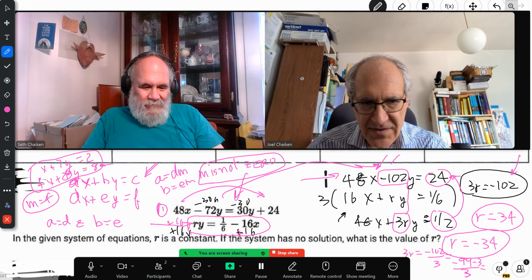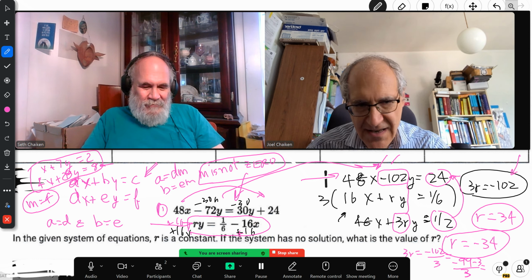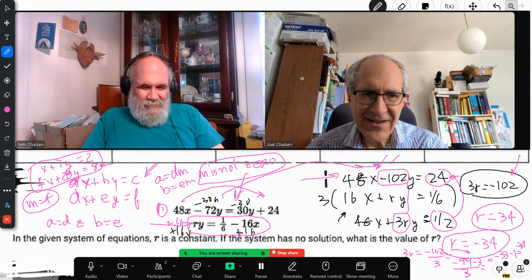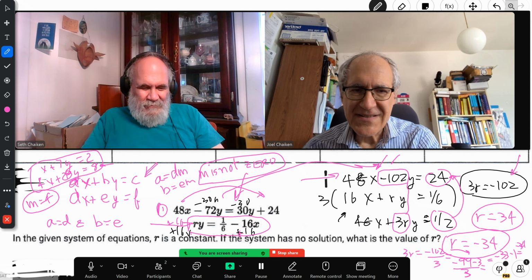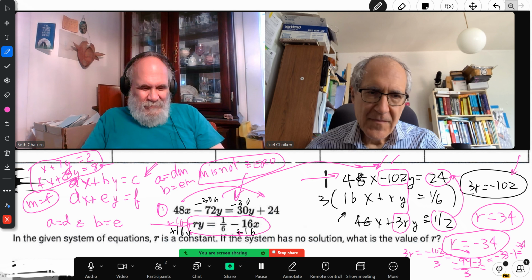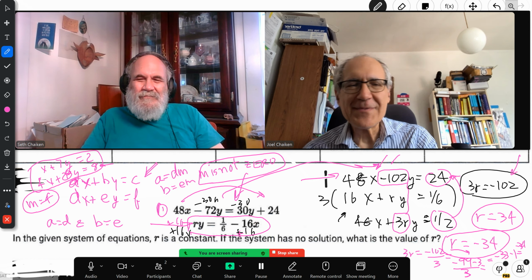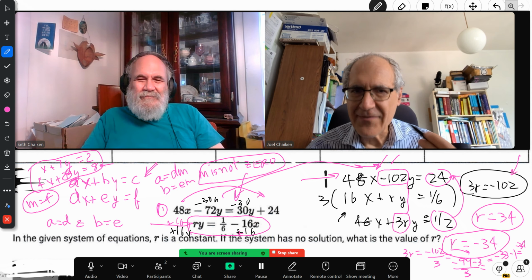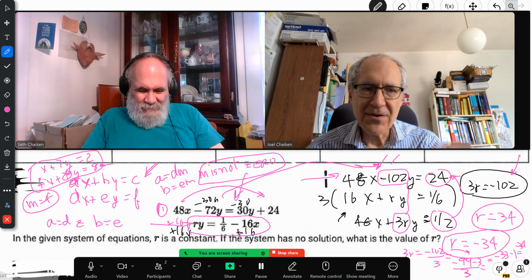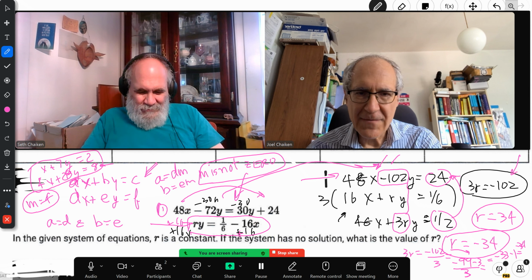Notice what I did here. Instead of using a calculator, negative 102 is negative 99 minus 3. And now you can do this. This is negative 33 minus 1, which is negative 34. It's doing it without a calculator, by splitting the 102 into two numbers that are more obviously divisible by 3. I mean, 102 is divisible by 3, but 99 divided by 3 and 3 divided by 3 are easier than 102 divided by 3.